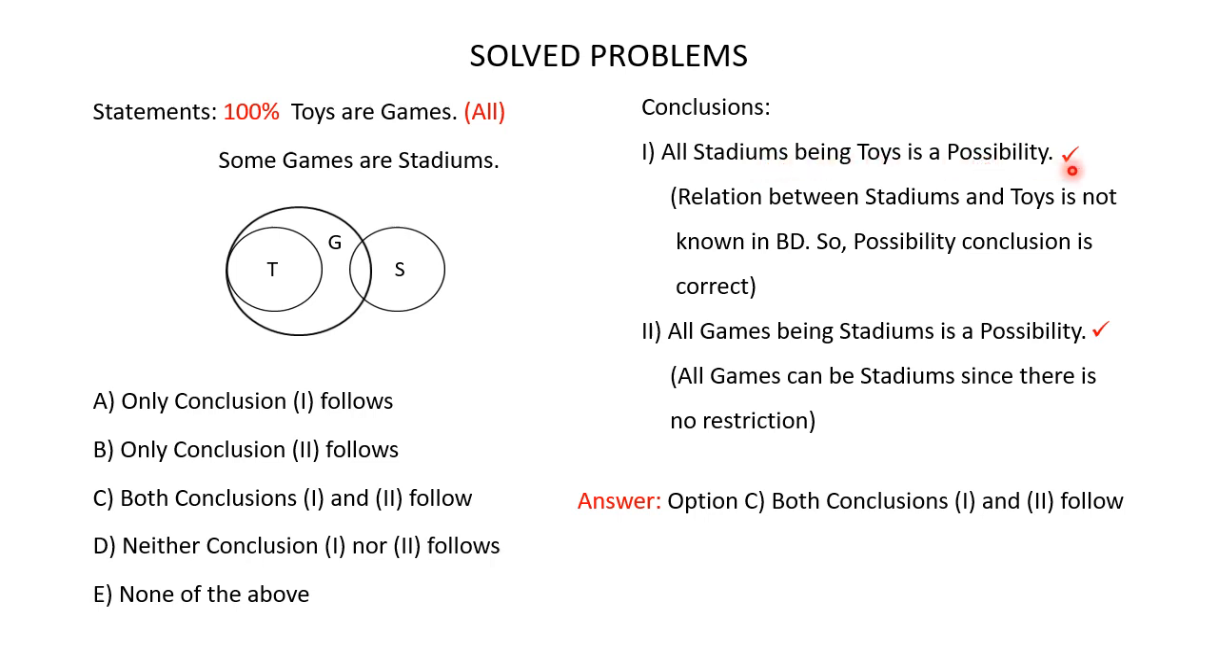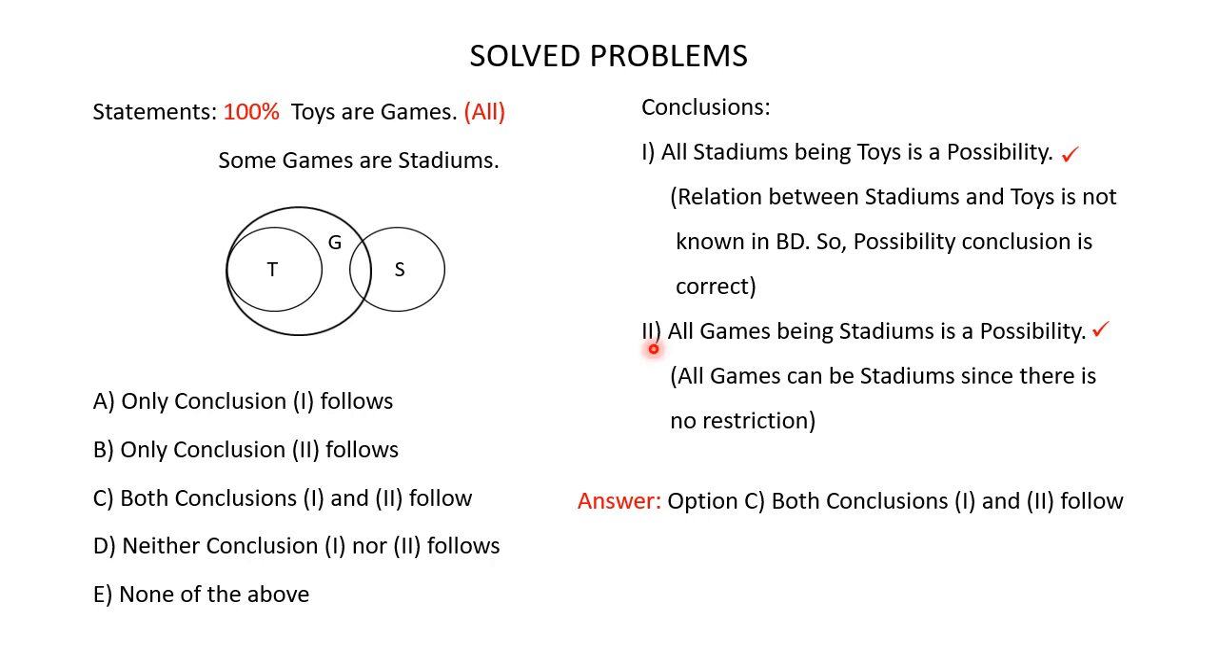as correct. Now the logic here is that the relation between stadiums and toys is not known in the basic diagram. So there's a possibility for all types of relations to exist between stadiums and toys. So all stadiums can be toys. So the conclusion all stadiums being toys is a possibility is correct. Conclusion 1 follows.